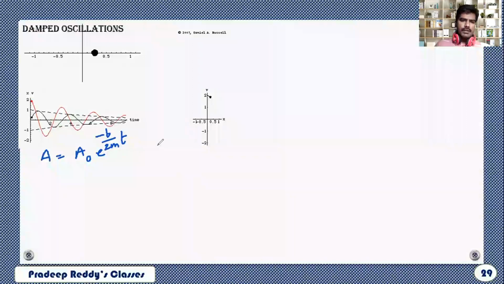So this is equation 1, which represents amplitude of damped oscillations, where A is equal to damped oscillations.